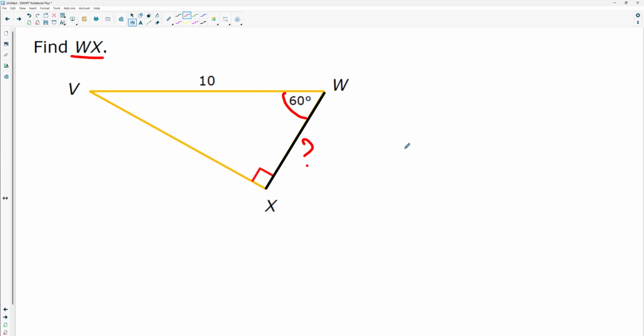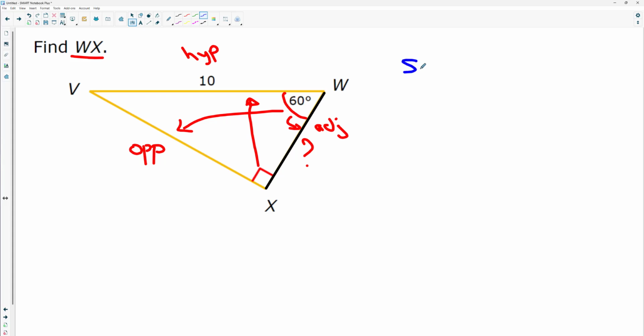The number one step is to always label your right angle triangle. Since this is the angle given, and that's the angle we're going to use, this side will be considered the opposite side. This side is our adjacent side, and this side from B to W, which is 10, is opposite the 90-degree angle, so this would be our hypotenuse.